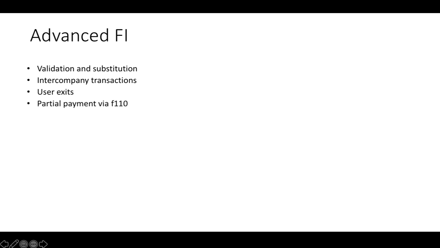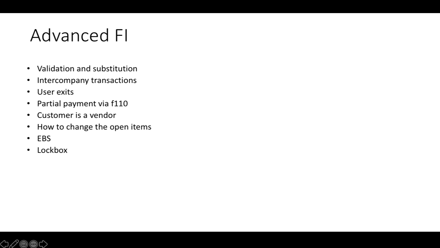Then user exits, partial payments using F110, which is the automatic payment program. Sometimes we have a customer who is also our vendor, right? So how you can nullify the balances between customer and vendor, we will learn. How to change the open item. Open items are nothing but the outstanding balances. And we will learn electronic bank statement, right? And then lockbox. Lockbox is nothing but when customers pay you through lockbox. I will introduce you to this functionality when we get to this topic.